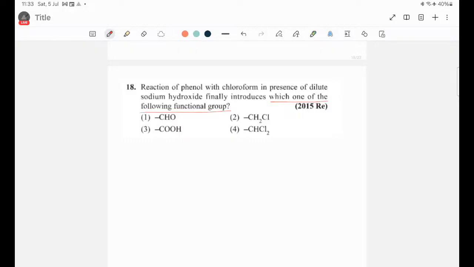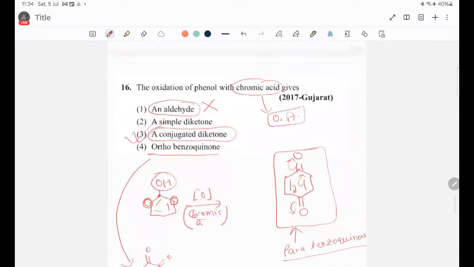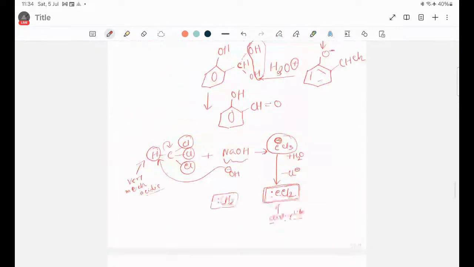The answer will be aldehyde. The answer will be CHO. You are correct, the answer will be CHO, that is aldehyde. I have already shown you the mechanism before, in 2 or 3 questions.